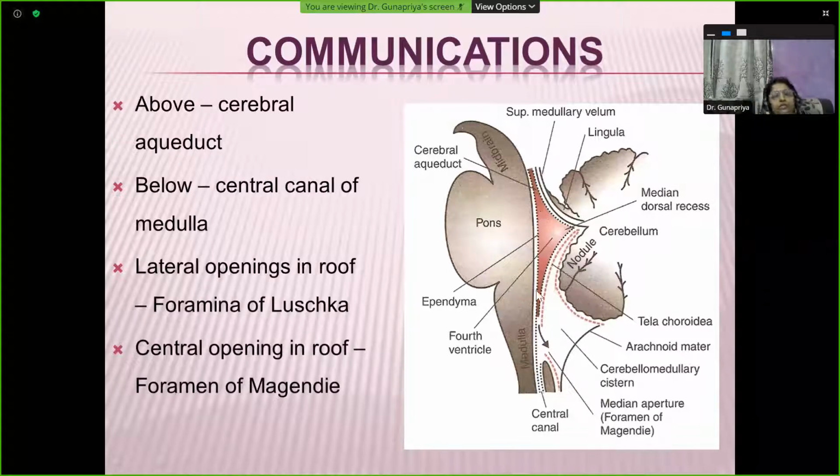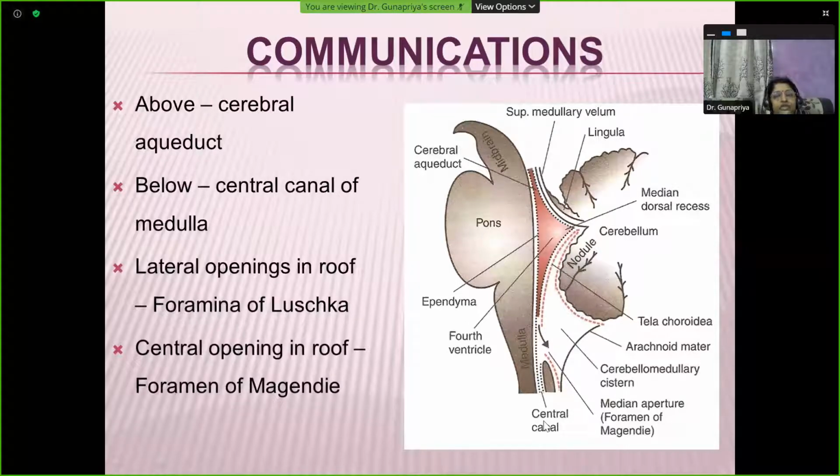Below, it is continuous with the central canal of medulla oblongata. So fourth ventricle communicates above with cerebral aqueduct and below with the central canal of medulla oblongata. Laterally, there are openings in the roof of the fourth ventricle known as foramina of Luschka.